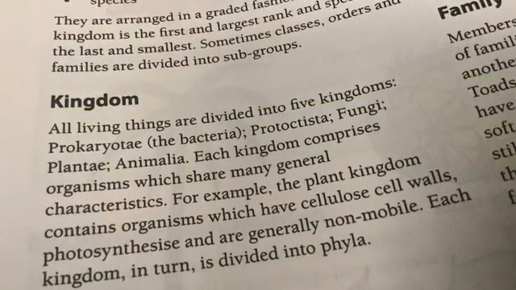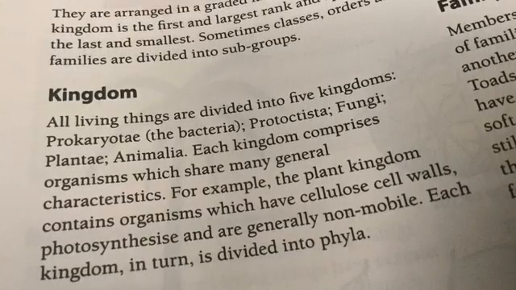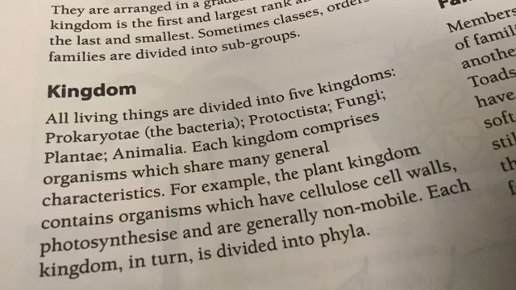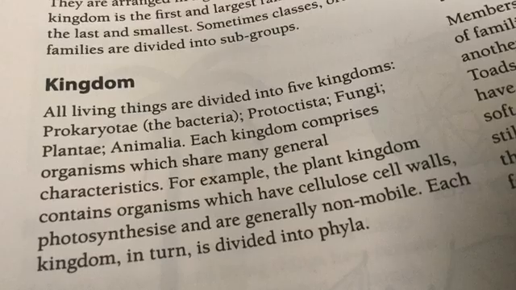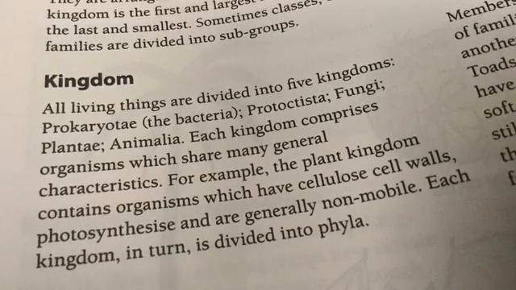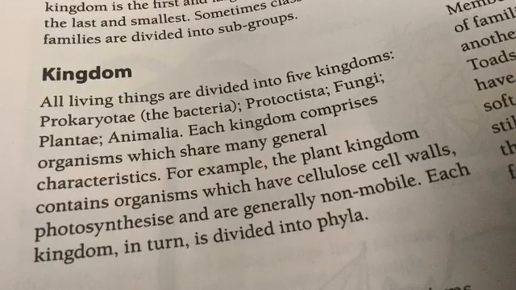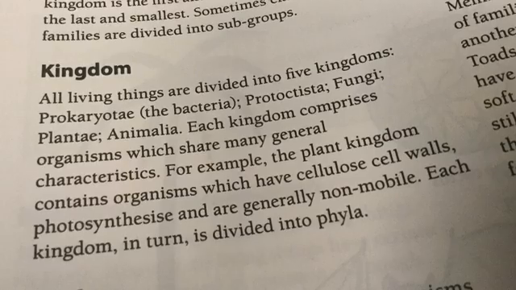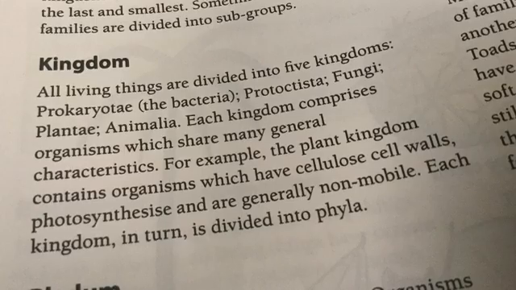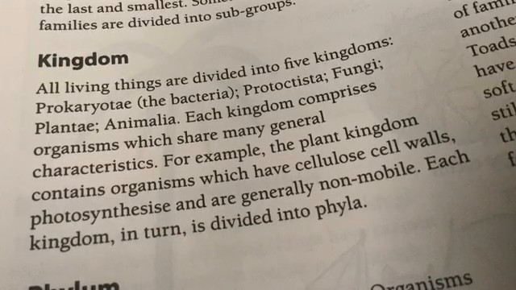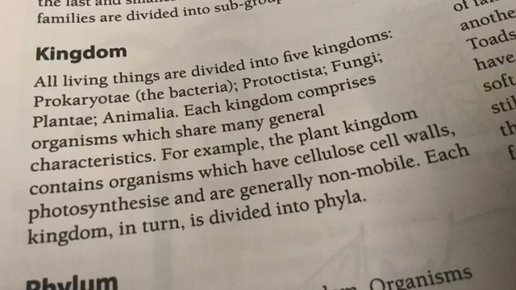All living things are divided into 5 kingdoms: prokaryote, the bacteria, protista, fungi, plantae, Animalia. Each kingdom comprises organisms which share many general characteristics. For example, the plant kingdom contains organisms which have cellulose cell walls, photosynthesize, and are generally non-mobile. Each kingdom, in turn, is divided into phyla, that is the plural for phylum.